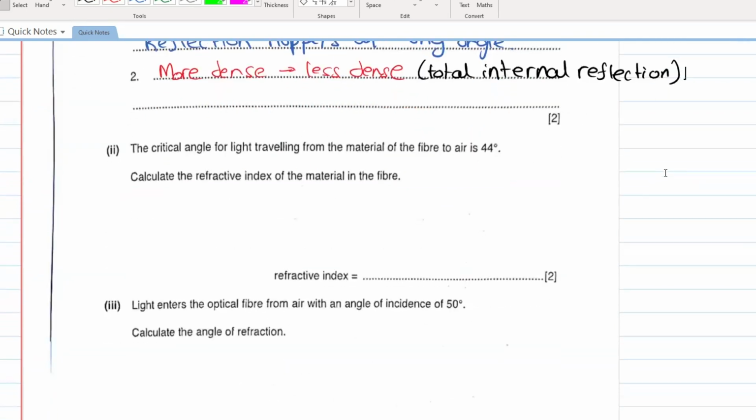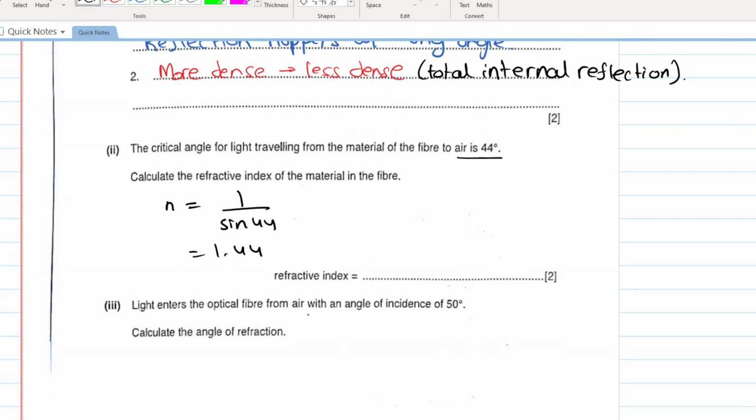The critical angle for light traveling from the material of the fiber to air is this. This is your critical angle. Calculate the refractive index of the material. n is equal to 1 over sine 44. 1 divided by sine 44. This comes out to be what? 1.44 is your refractive index.